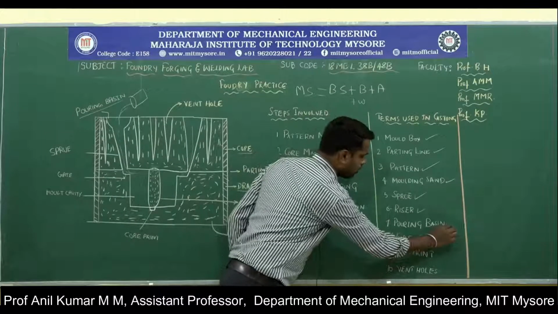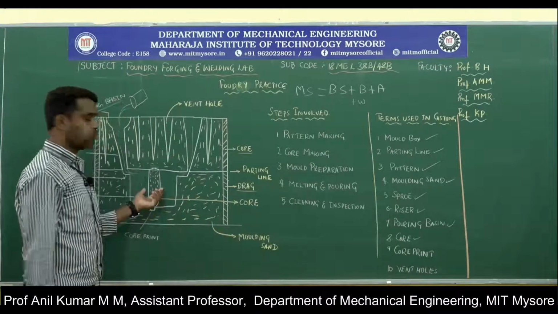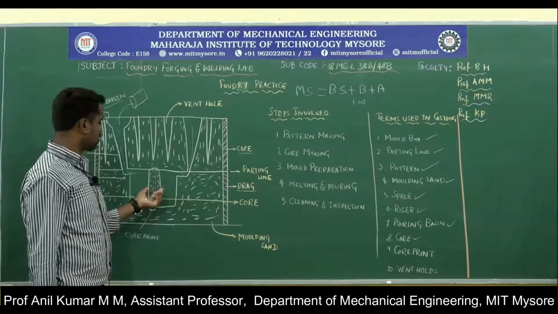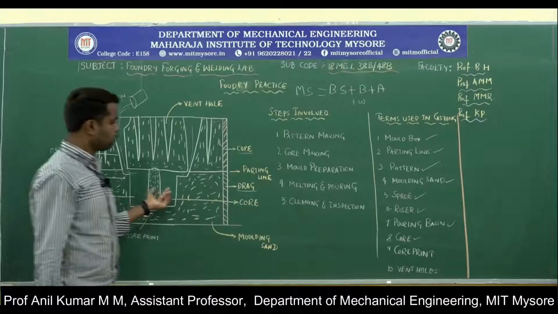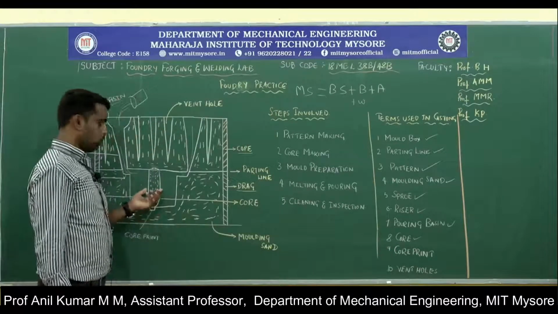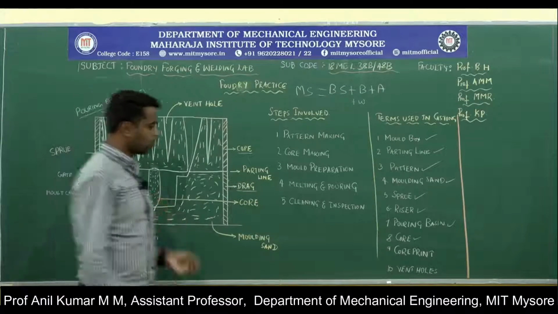Next, the core. The core is a preformed sand mass that is used for producing the hollow cavities in the casting. That is called the core.